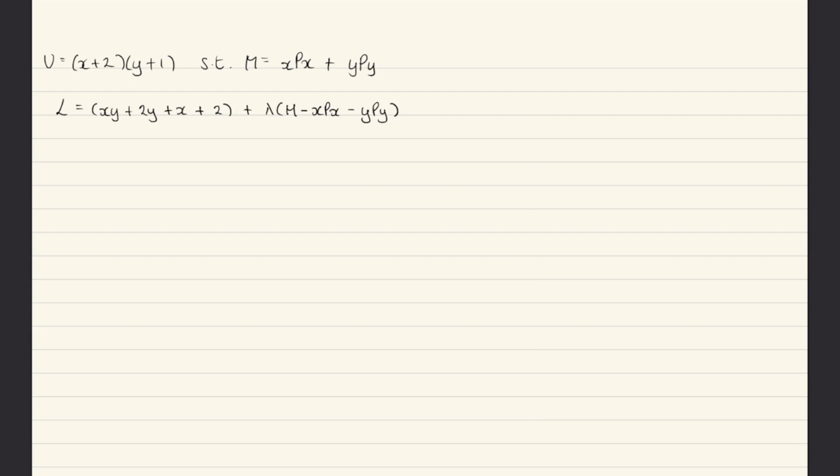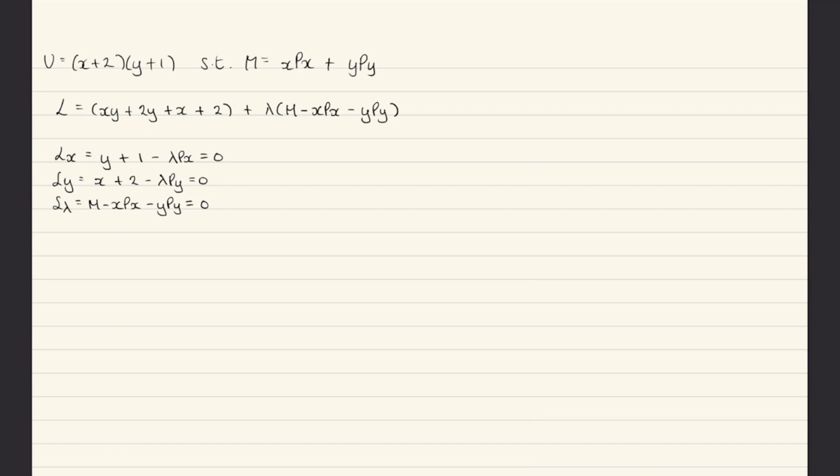Okay, so I've set up the Lagrangian. We have our lambda, which is the Lagrange multiplier. This, in terms of economics, is the marginal utility. And we've basically rearranged the constraint. Now we just need to find the first order conditions, so I'll do that really quickly and I'll be back.